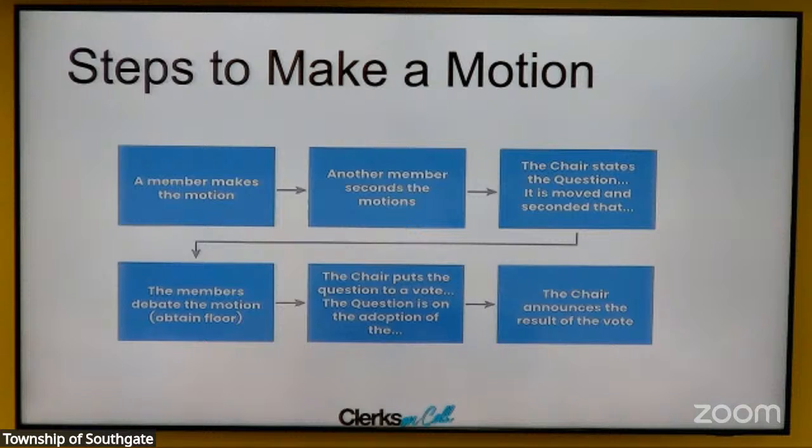This is a quick one. It explains that the chair must remove himself or herself from the chair in order to move a motion, but can they second a motion from the chair? We say yes.